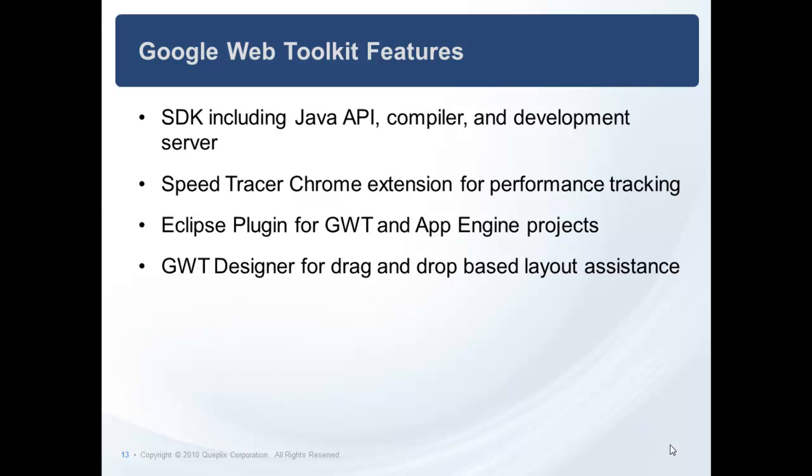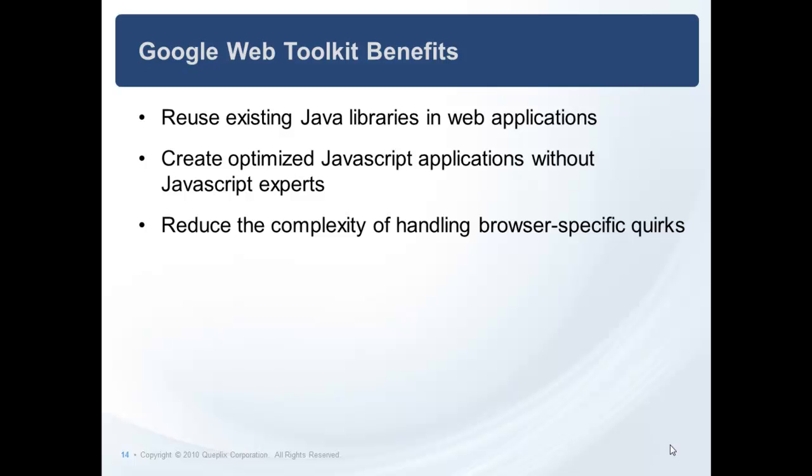Google Web Toolkit also gives you a general purpose SDK with all the pieces that you need: Speed Tracer, a Chrome extension for tracking performance, the Eclipse plugin for GWT and App Engine, and then the designer to do drag and drop. These are the basic components you get. It's what's out of the box. Finally, you can take all these libraries that you have and reuse them, you can optimize JavaScript applications without being a JavaScript expert, and you can handle all these browser-specific quirks by being able to ignore them. What could be better?